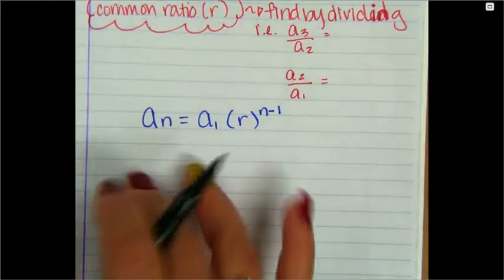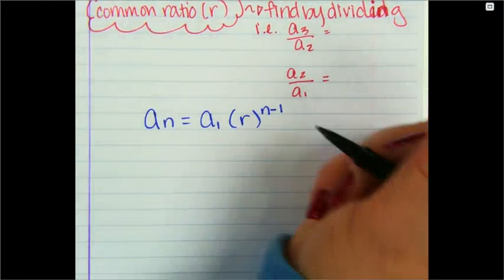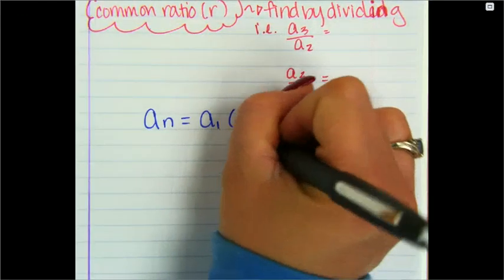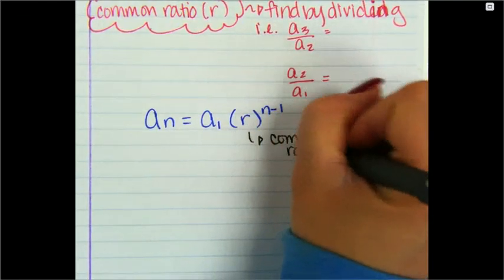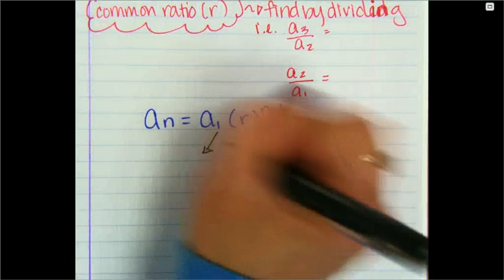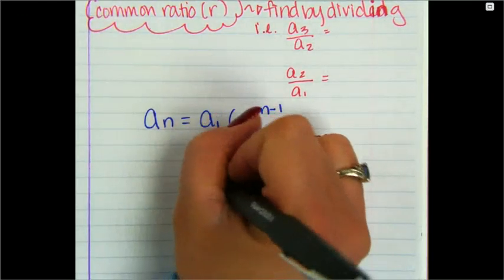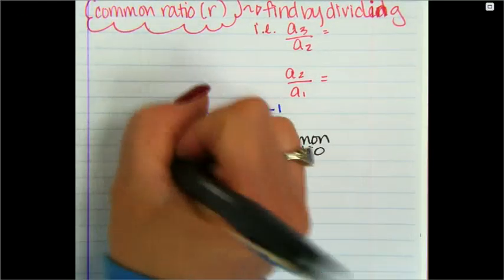All right, here we go. A sub n equals a sub 1 times r to the n minus 1. Remember, r stands for the common ratio. A sub 1 stands for the first term. And remember, this is the nth term.